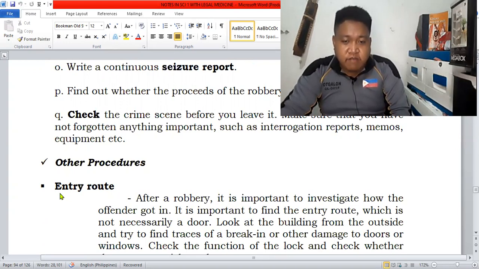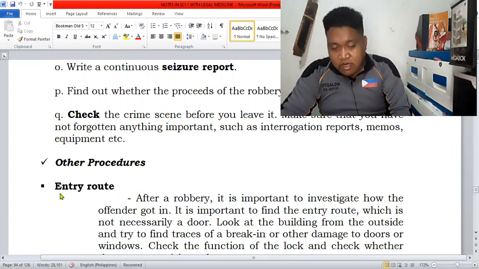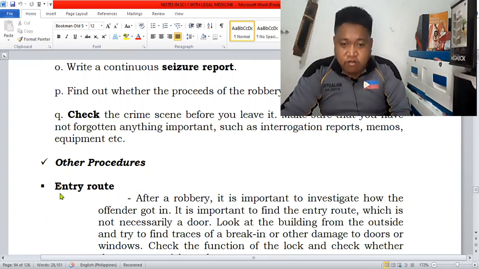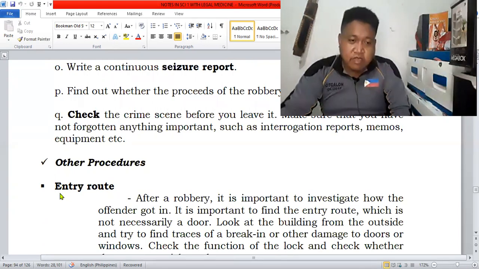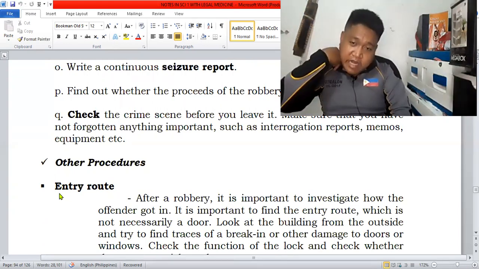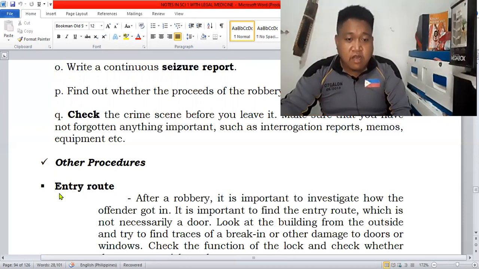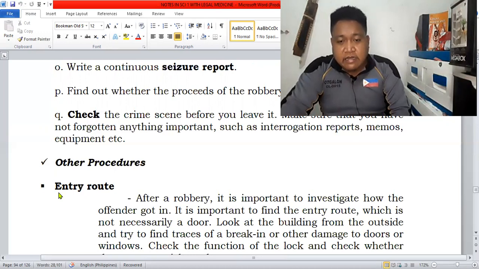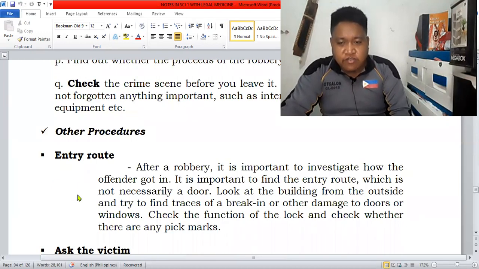After a robbery, it is important to investigate how the offender got in. It is important to find the entry road, which is not necessarily a door. Yan. Sabi ko nga, hindi kailangan yung door or yung window ang pinasukan. Ang entry road is pwedeng anong area, saan siya dumaan, papasok sa mismong pinangyarihan ng krimen. Okay? Check the function of the lock and check whether there are any pick marks.